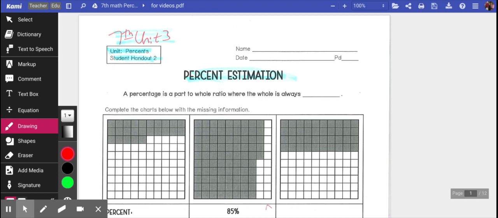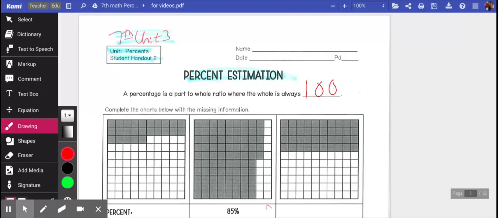Okay, this unit is going to be all sorts of problems with dealing with percentages. So we're going to start out kind of reviewing what a percent is and how to change between a fraction, a decimal, and a percent. So if you remember, a percentage is a part to whole ratio, where the whole is always 100.